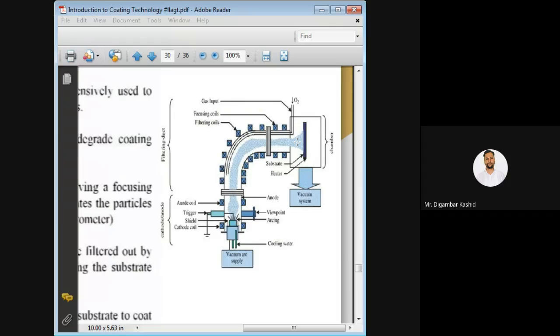Not only that, here the purity of the coating is 100%. And then it is very easy to take out the impurities from this coating material using this process.